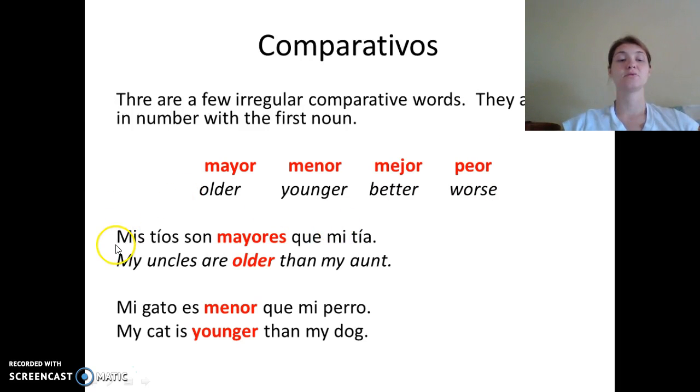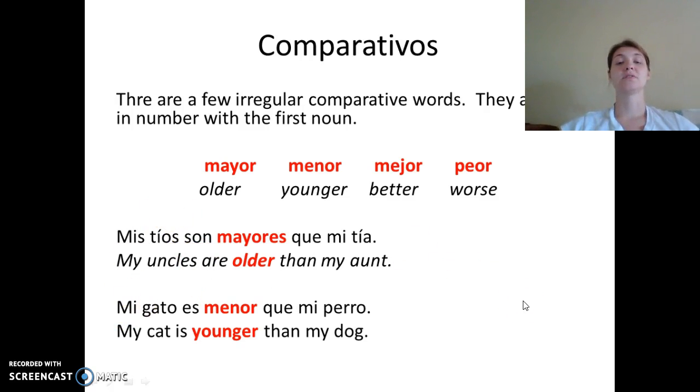En estas frases escuchamos, mis tíos son mayores que mi tía. My uncles are older than my aunt. Note that mayores is plural and masculine, just like the subject, mis tíos. That is also a plural and masculine noun. Mi gato es menor que mi perro. My cat is younger than my dog. Again, the adjective matches the subject in gender and number. Menor is singular. In this case, it could be feminine or masculine, but the noun is masculine.